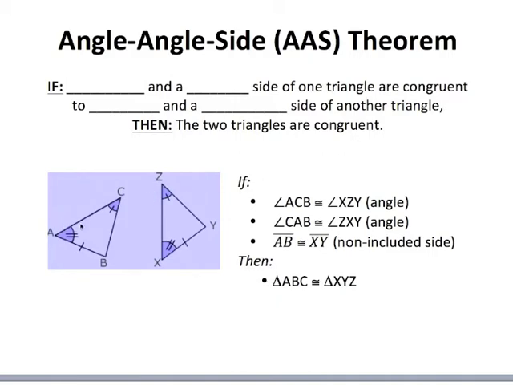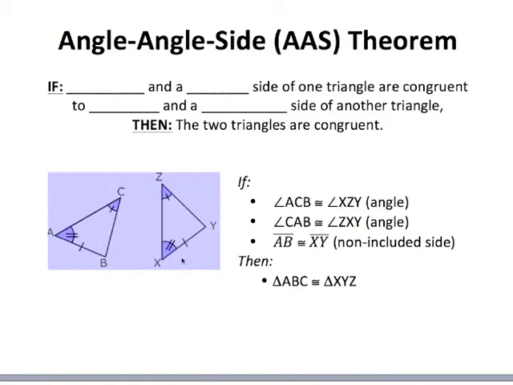So we see that if angle ACB is congruent to angle XZY, which we see is true based on the markings, and angle CAB is congruent to angle ZXY, which we can see is true based on the markings, and AB is congruent to XY, a non-included side, then these triangles are congruent.